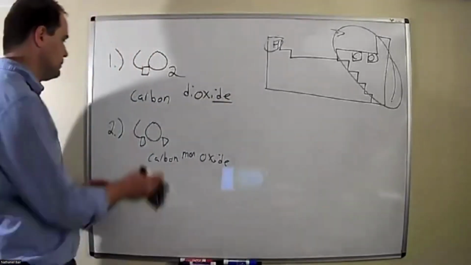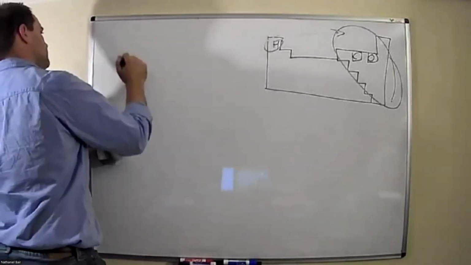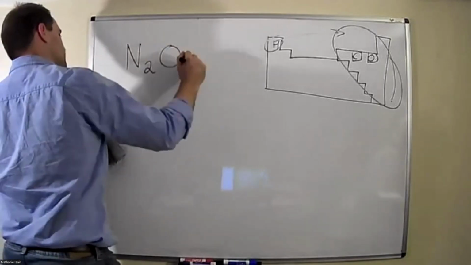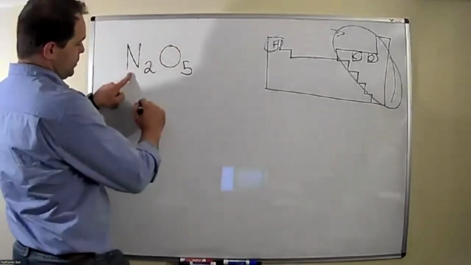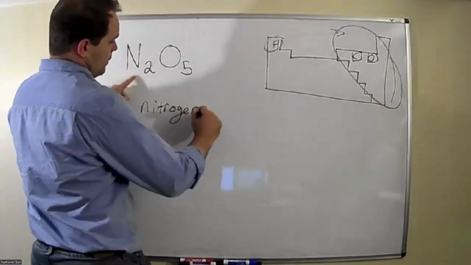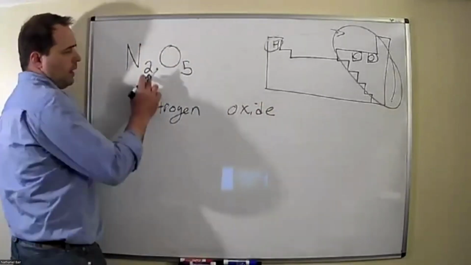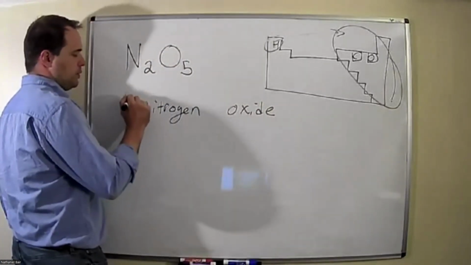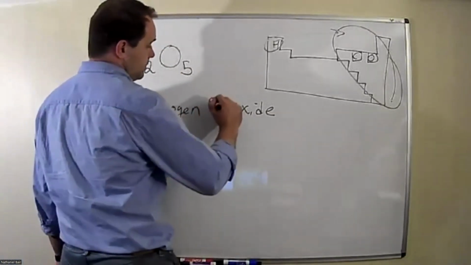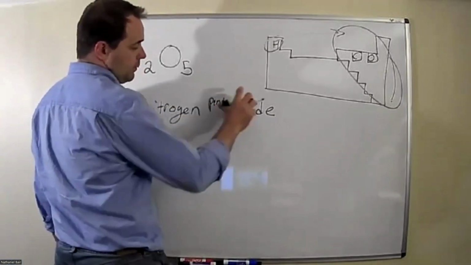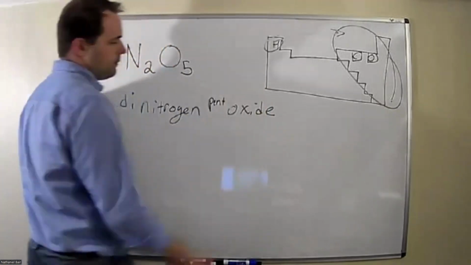Give me another one. N2O5. That's nitrogen. Oxygen becomes oxide. I have two nitrogens, so now I'm going to use a prefix, dinitrogen. My prefix for 5 is penta, but that starts with a vowel, so instead of pentaoxide, it's pentoxide. Dinitrogen pentoxide.